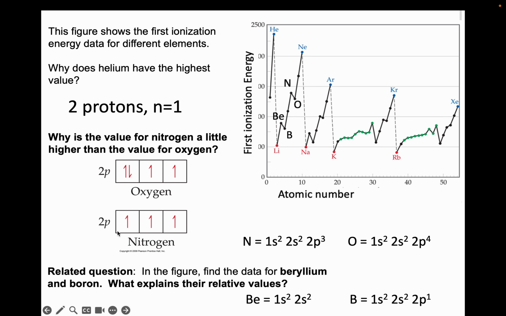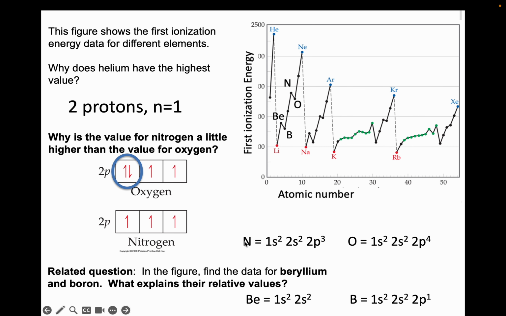With nitrogen, it's 2p3. With oxygen, 2p4. Notice within the orbital diagram for oxygen, I had to begin to pair up 2 electrons in the same atomic orbital. I'm putting a negative charge in the same region of space where I already have a negative charge. That's going to slightly raise the energy. And that difference, it turns out in this case, ends up being important. And it's a little easier to remove that additional electron in oxygen compared to nitrogen.